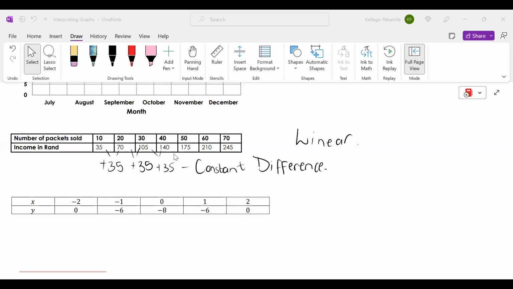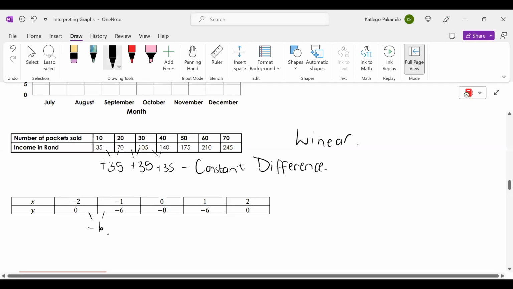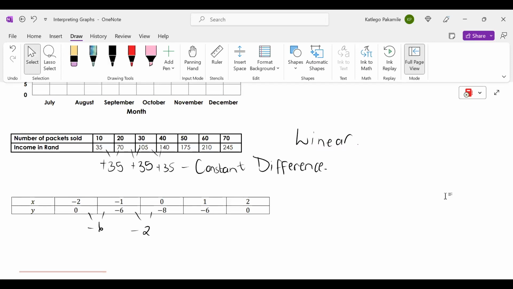0 to -6, we subtracted 6. Then -6 to -8. So let's go from there to there, we subtracted 6. And then to go from -6 to -8, we subtracted 2. Already, you can tell that it's non-linear because we are not subtracting the same number. Okay, guys, and it changes direction. Beautiful, Yenzeka. Yenzeka says it changes direction.